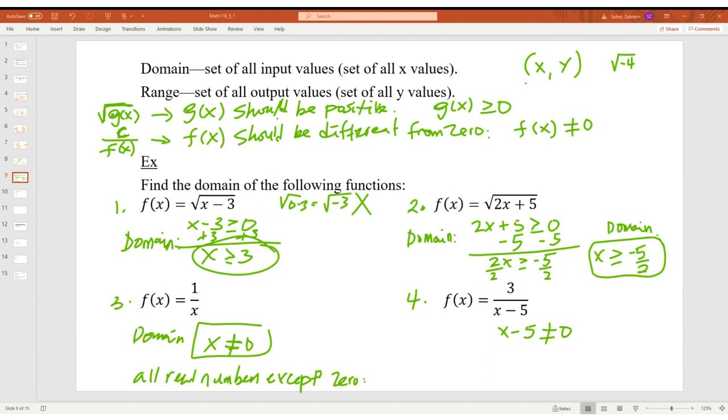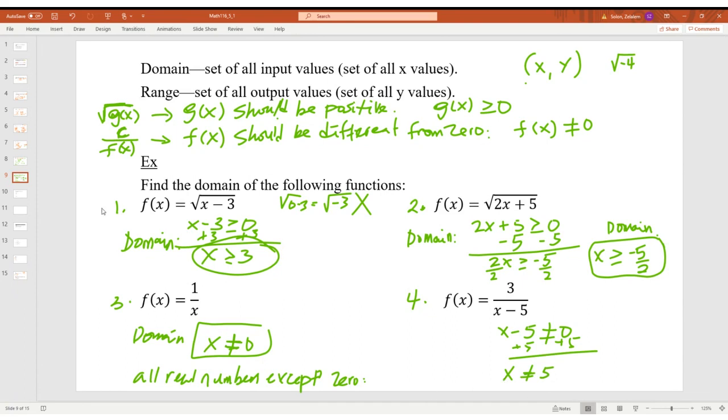Yes, it should be different from 5. So you just add 5. So x should be different from 5. All real numbers except 5. Okay, good. So let's move to the next one.